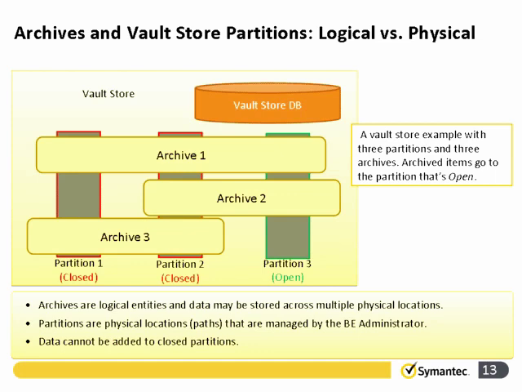So an archive is logical, a partition is physical, a vault store is a way of sorting, and every vault store has a database associated with it that keeps track of where did the data come from, to which archive does it belong, and where should I put it back in case I have to restore it, and how long can it live in the vault.